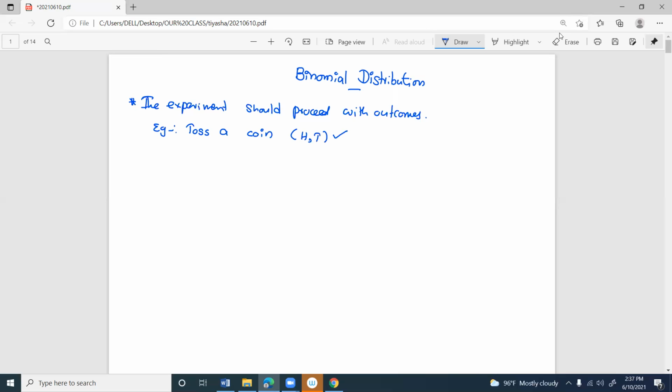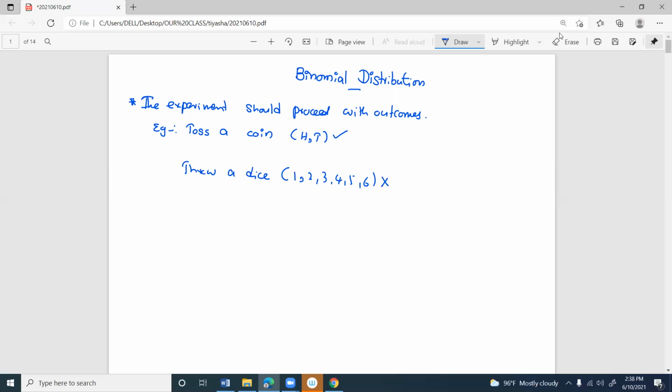Then this one, what can you say about this one? Throw a dice. Is this binomial or not? If you throw a dice, sorry, I wrote it the wrong way. Throw a dice. Okay, so it can be 1, 2, 3, 4, 5, 6. There are 6 outcomes. It's not binomial for this.